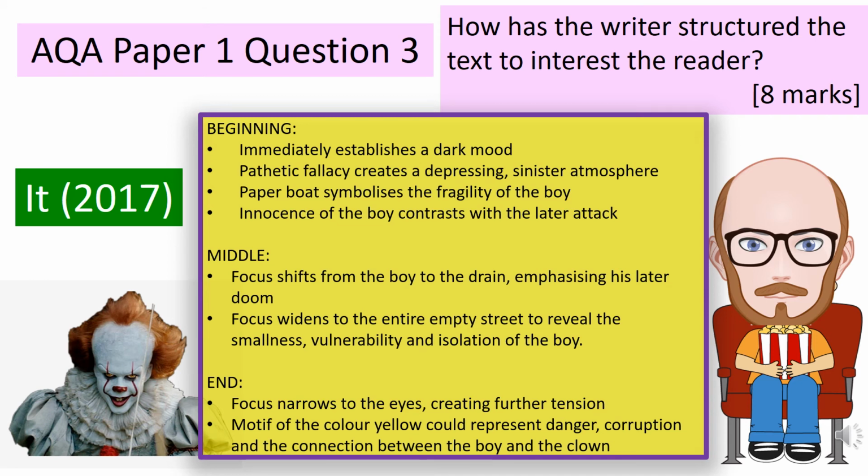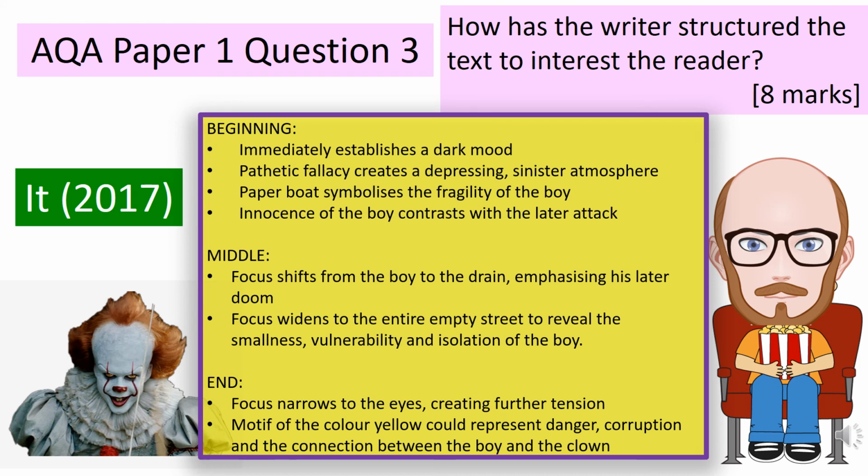How has the writer structured the text to interest the reader? So if you remember, in the beginning, we immediately establish a dark mood with the darkness of the scene. We have the pathetic fallacy of the rain to create this depressed atmosphere. We've got that paper boat. We narrow the focus with the paper boat to represent the fragility of this boy. And we have the innocence of the boy with him laughing and running, which contrasts with the later attack. Notice I'm using words like earlier and later to link all the way through.